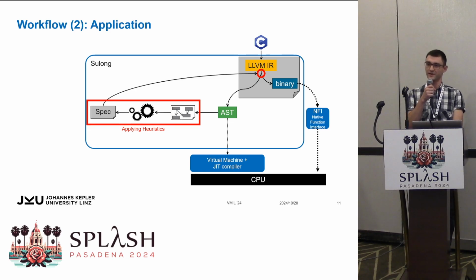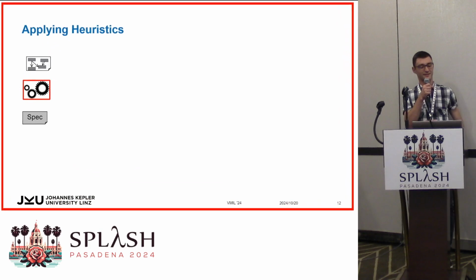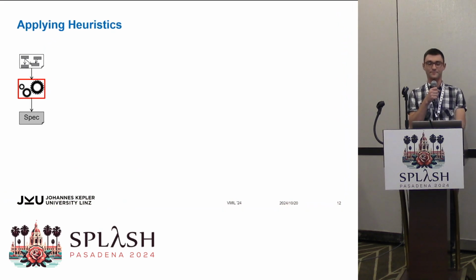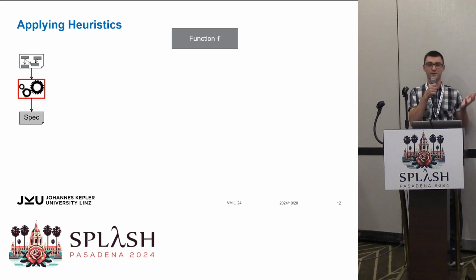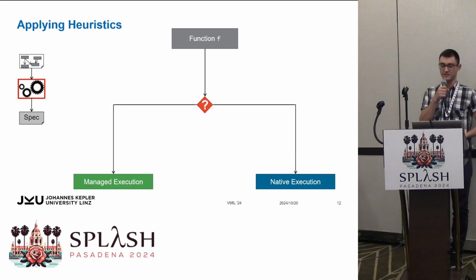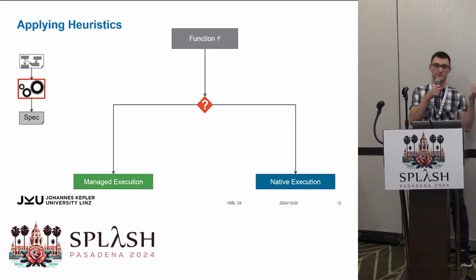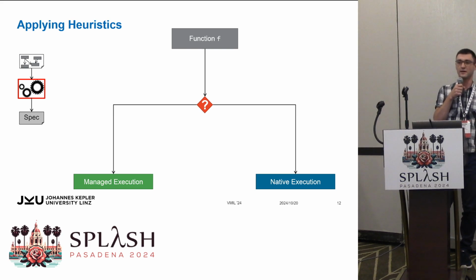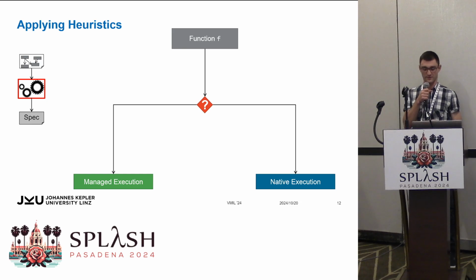It was not that we directly came up with this, but it was an iterative process and still an ongoing process. So the journey has not ended yet, but this is the current state. The general problem is that we have a function f, and we have to decide: do we want to execute this on the managed side, or should we go for native execution?